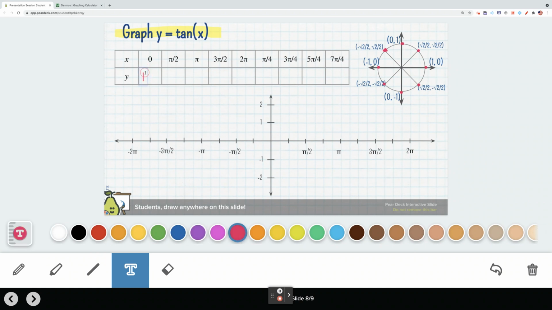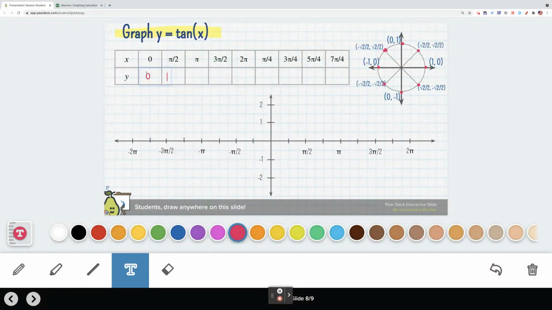All right, let's go. What is the tangent of 0? Well, look at your 0. We've got 0 for the y and 1 for the x. Sine over cosine, 0 over 1 is 0. I can handle that. Not bad.